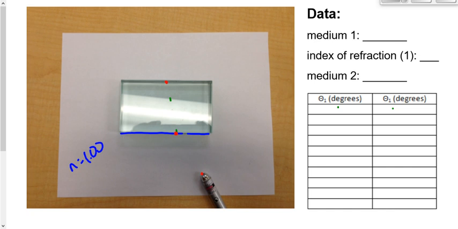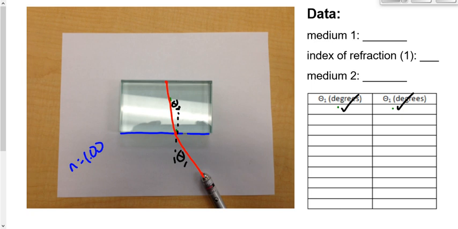Take a ruler, connect these two dots, and then draw a normal line, and with a protractor, measure theta 1 and measure theta 2. Does that make sense? If you have trouble using a protractor, and I know it's been a while for some of you, then just let me know and I can try to help you out with that. Measure theta 1, measure theta 2. What are you going to change? What's your next trial going to look like? Yep.